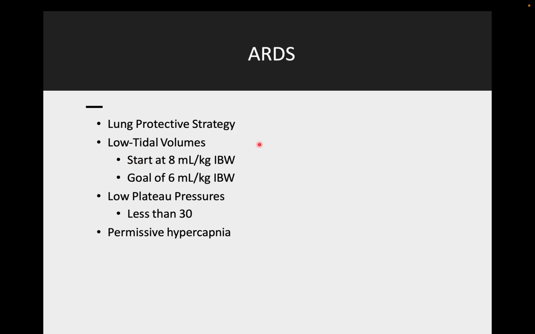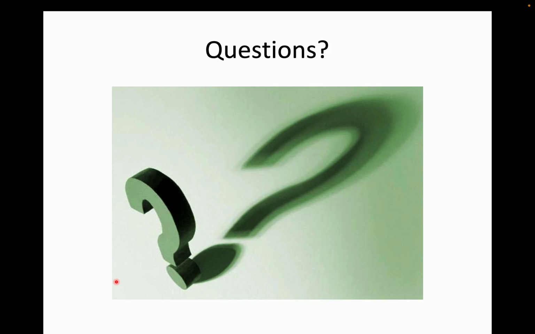For ARDS, use a lung protective strategy: always go for low tidal volumes and low plateau pressures, with permissive hypercapnia. You can go for high PEEP in these patients. Low tidal volume, high PEEP. You can go for permissive hypercapnia, with pH maintained at around 7.25 or so. So now, questions.